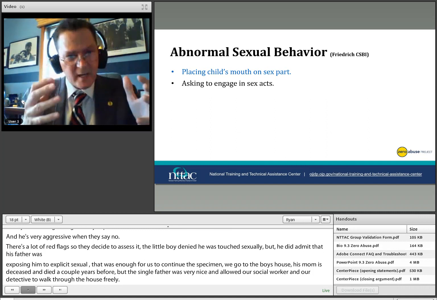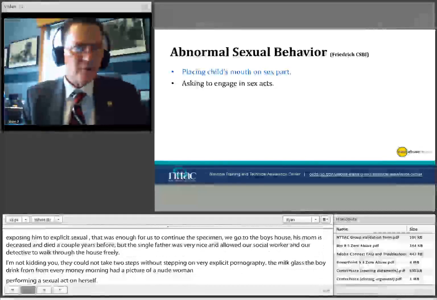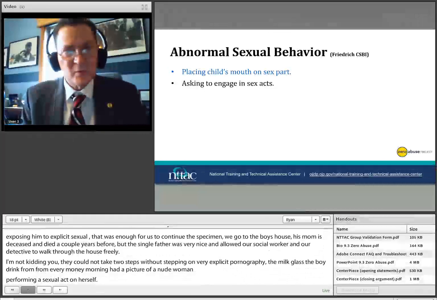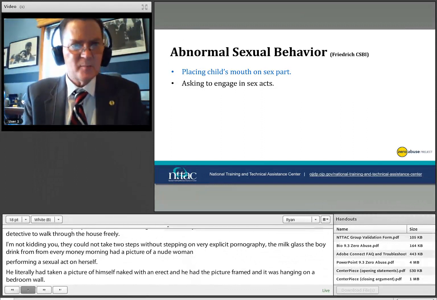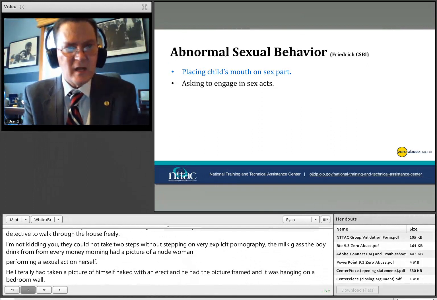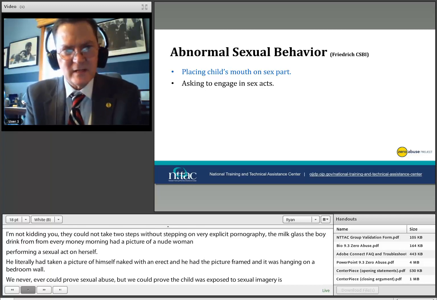They couldn't take 2 steps without stepping on very explicit pornography. The milk glass the boy drank from every morning had a picture of a nude woman performing a sexual act on herself. The investigators walked inside the father's bedroom. He literally had taken a picture of himself naked with an erect penis, and he had the picture framed, and it was hanging on a bedroom wall.